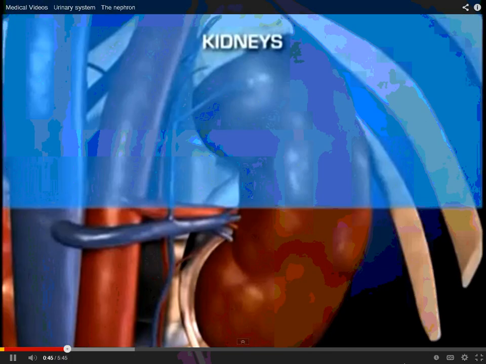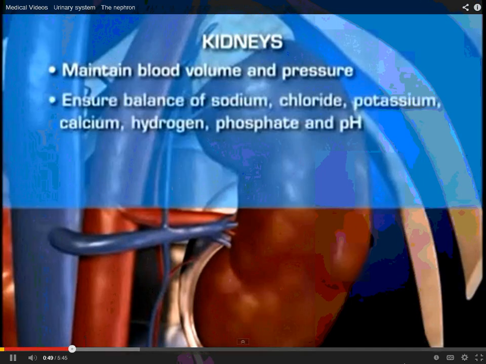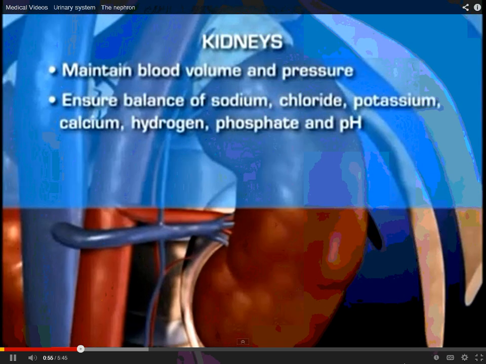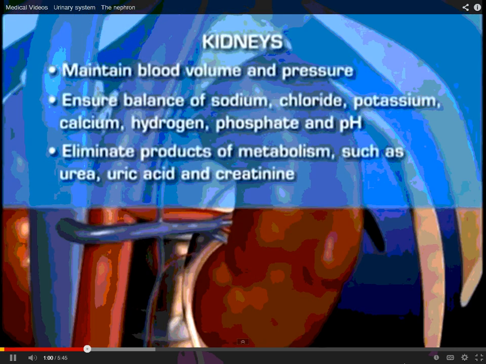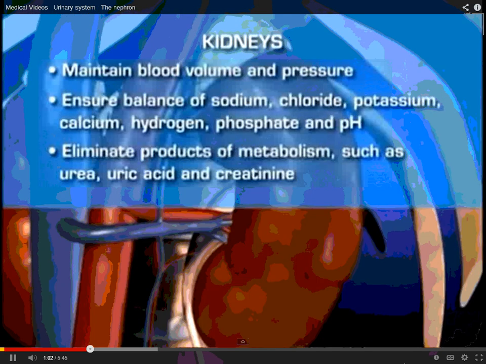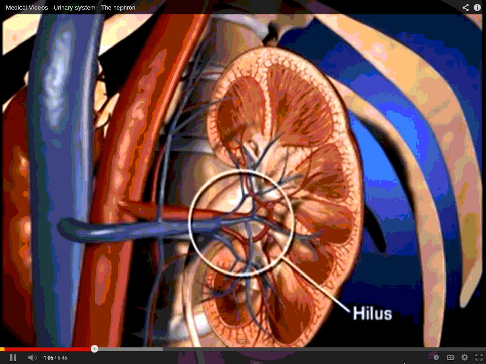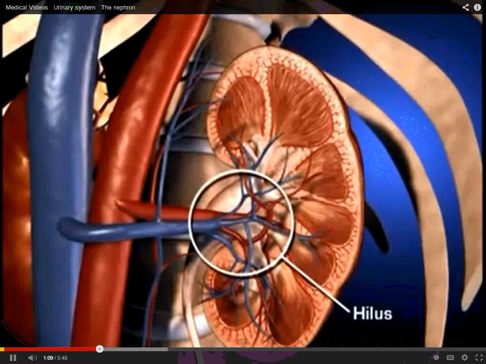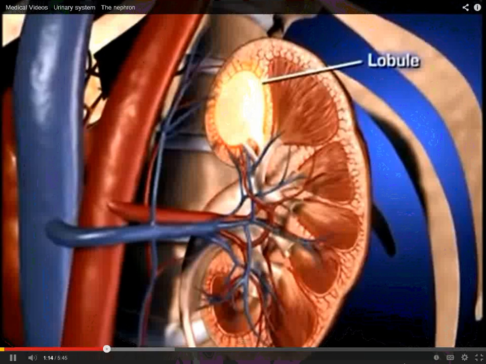By adjusting blood composition, the kidney maintains blood pressure, volume, calcium, phosphate, and pH, and eliminates products of metabolism such as urea, uric acid, and creatinine. The medial border of the kidney has a fissure, where the blood vessels, nerves, and ureters connect. The kidney is composed of up to 18 lobes. Each lobe is composed of nephrons.